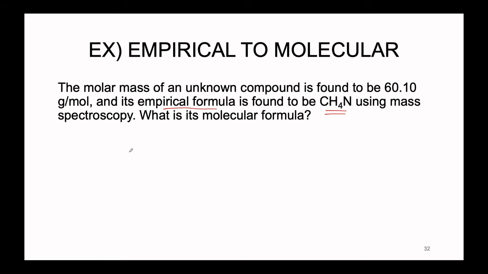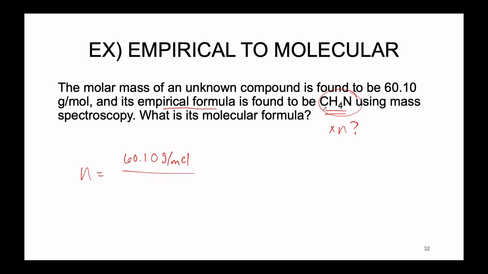All right, so assuming that you've taken a pause and now have unpaused, let's compare our results. In order to scale up our empirical formula, we're going to need to know what to scale it up by. In order to figure out what the scaling factor n is, we're going to have to take the unknown compound's molar mass, this 60.10 grams per mole, and divide it by the empirical formula's molar mass, which is going to be inserted right here.